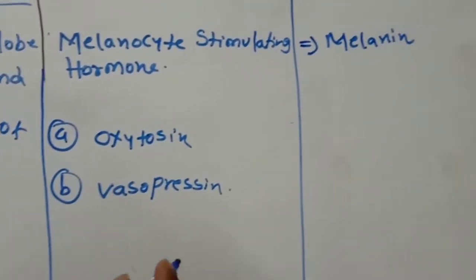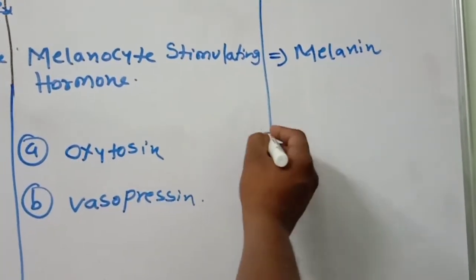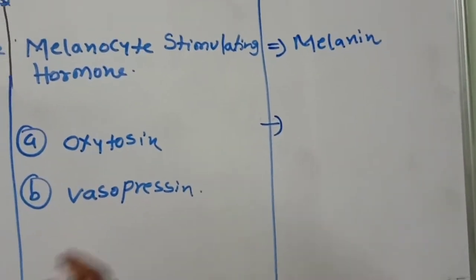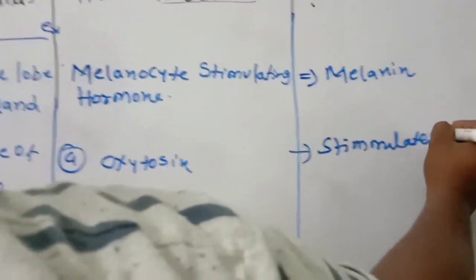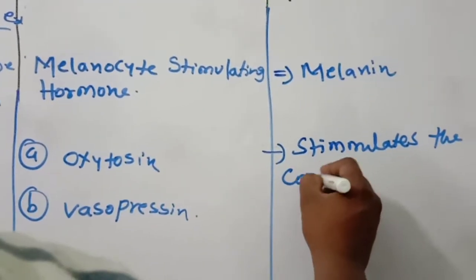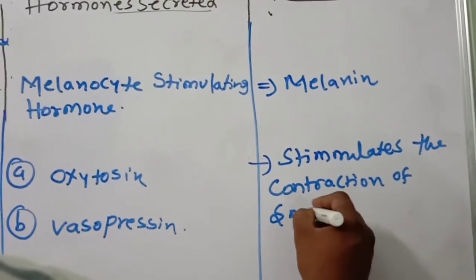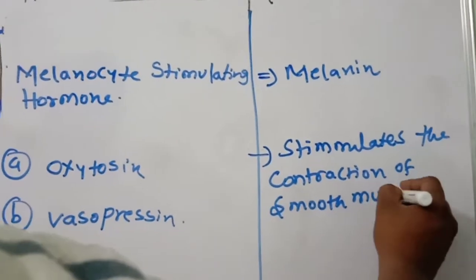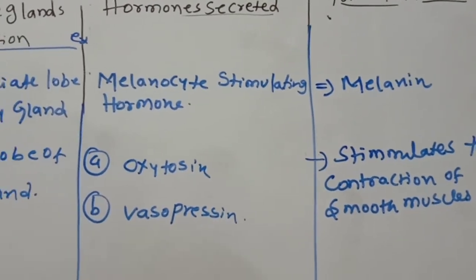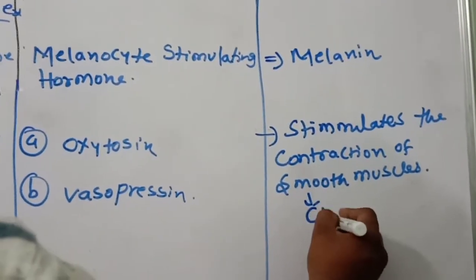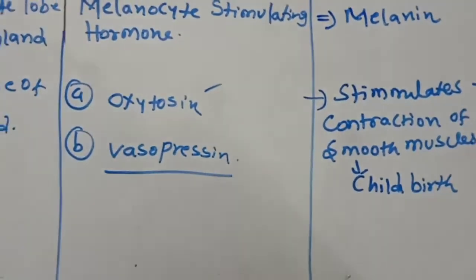What is the function of oxytocin? It stimulates the contraction of smooth muscles. This point you should remember. It stimulates the contraction of smooth muscles at the time of childbirth. That is why oxytocin is also called the birth hormone.